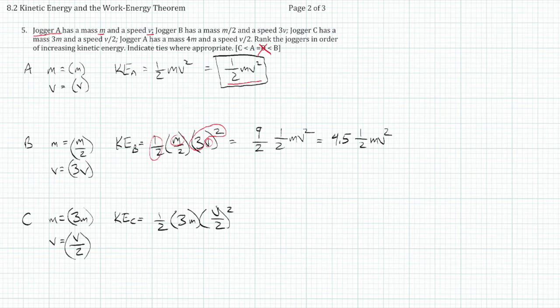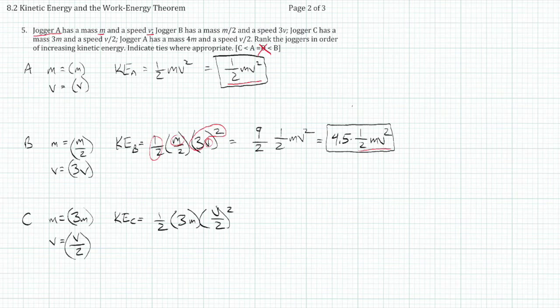4.5 times 1/2 mv squared. Now, you could probably say that you could combine that with the 1/2 and reduce that down to 2.25 mv squared, but I want 1/2 mv squared to be in all of our answers right here, so we can compare them apples to apples.